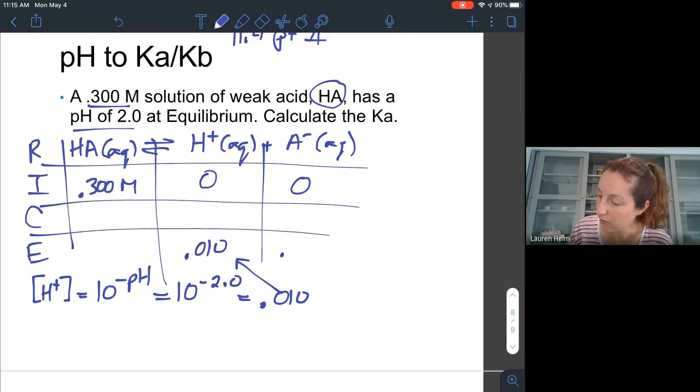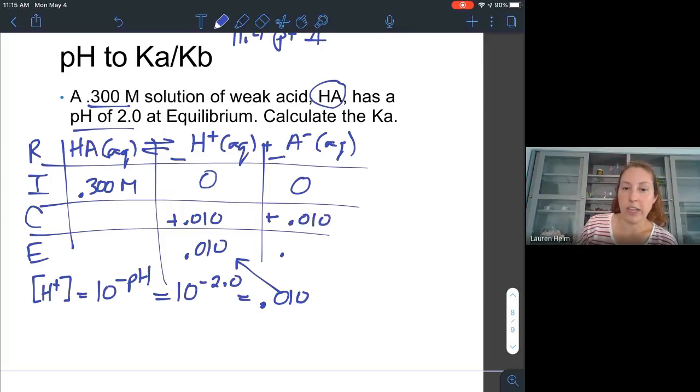And so that means that if we, at equilibrium, have 0.010 molar of hydrogen, we gained 0.010. Hydrogen has a coefficient of 1. Our anion has a coefficient of 1. So they're in a 1-to-1 ratio. So we also gained 0.010 here, which is in a 1-to-1 ratio with the acid HA, which means we lost 0.010 here. And that means our equilibrium concentrations are 0.3 minus 0.01, which is 0.290, and 0 plus 0.010.